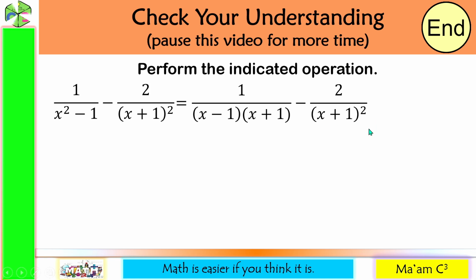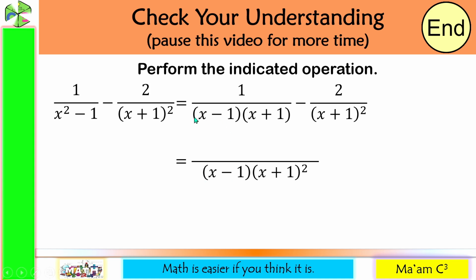Let's look for our LCD unique factors. We have x minus 1. And then this is x plus 1 raised to the first power, while this one is raised to the second power. So we have to choose the one with a higher exponent. So we have quantity x plus 1 squared.